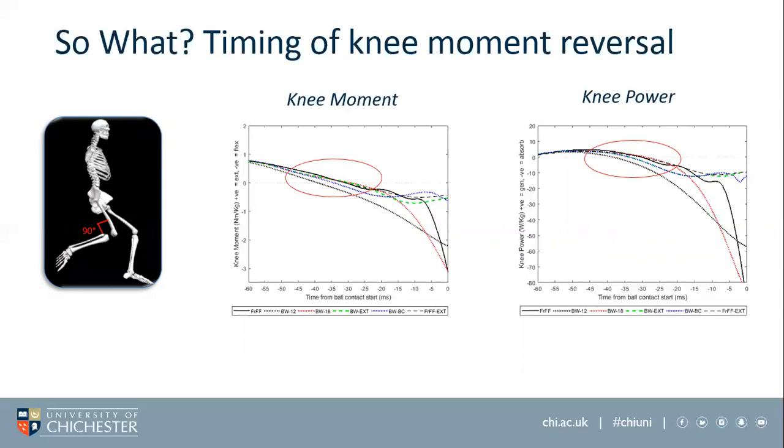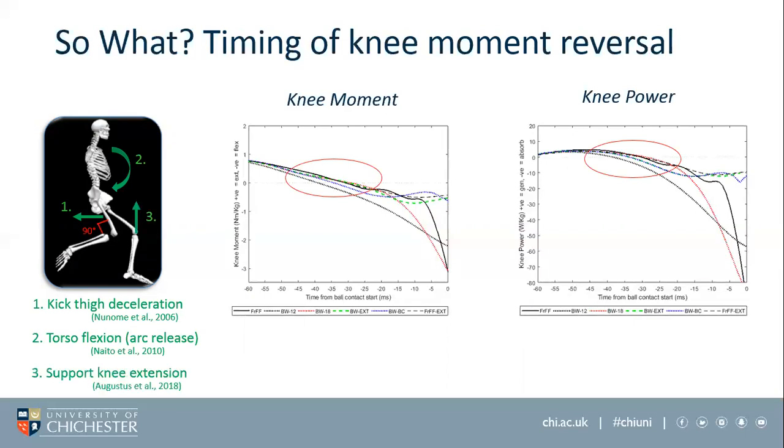In recent years, researchers have highlighted that kicking thigh deceleration, torso acceleration or release of the tension arc, and support knee extension all contribute to knee extension and foot velocities in this final phase of the downswing. Since the previously noted distortions caused by filtering through ball impact also affect the timing of the moment reversal to flexion and power absorption by up to 15 milliseconds, using an erroneous filter method may confound attempts to understand the interactions between whole body motion and kick performance.